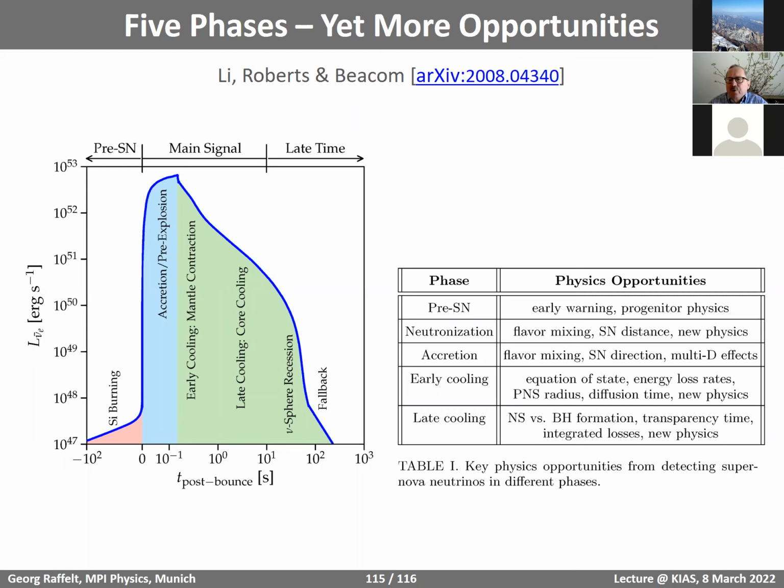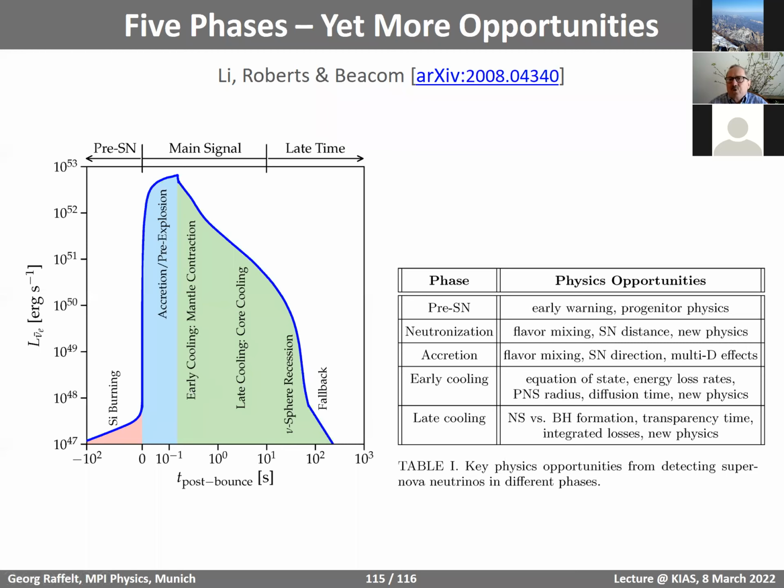So there will be many lessons to be learned. These authors have recently summarized this in a very nice paper where they subdivide the neutrino signal of the next galactic supernova into several phases: the pre-supernova silicon burning phases, the accretion, the quick burst, the early cooling phase, the late cooling phase, and the final fallback phase. From all of these phases, we can learn different things about neutrinos, about flavor mixing, about other particles. So if the next galactic supernova happens and neutrinos are observed, it will be a bonanza of information for many things in particle physics and astrophysics.